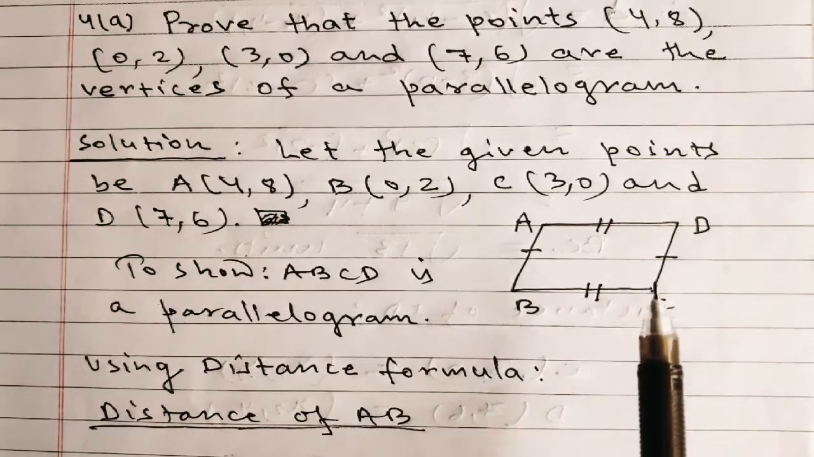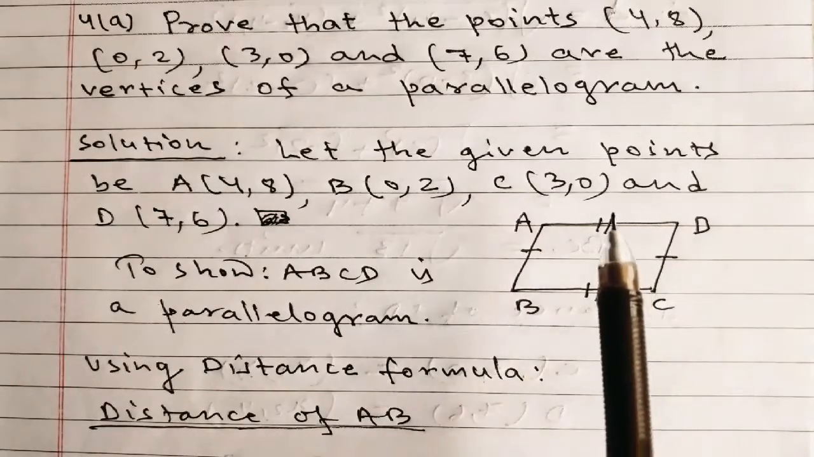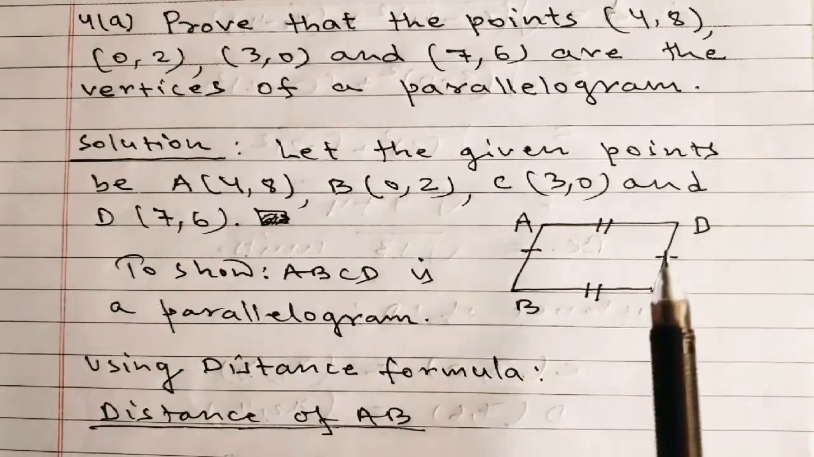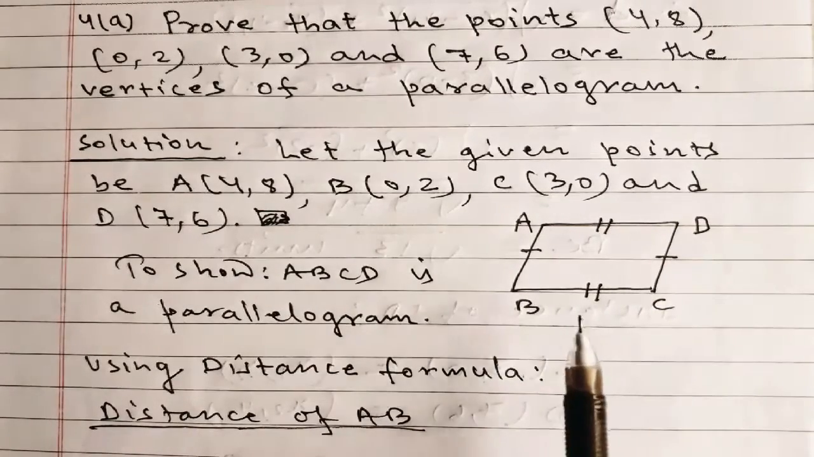Then we'll find out the length of BC, length of CD, length of AD. Then we'll get the opposite sides equal. If the opposite sides are equal, that means AB is equal to CD and AD is equal to BC, then the given 4 points will be the vertices of a parallelogram.